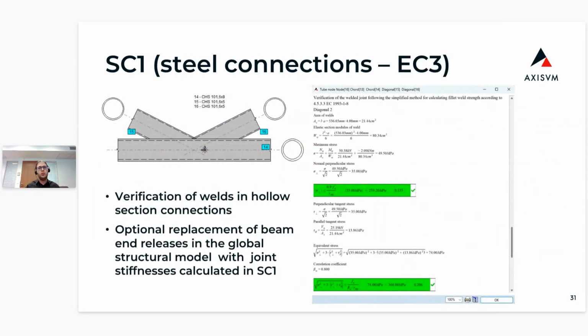In the SC1 module, two significant new features have been introduced. First, weld checks can now be performed on hollow section connections, expanding the range of connection types that can be verified. The second major addition is the optional replacement of beam end releases in the global model with joint stiffness values calculated in the steel connection manager. This option is not available for all connection types. For example, nominal pin joints are excluded, but it can be used for end plate or base plate connections.